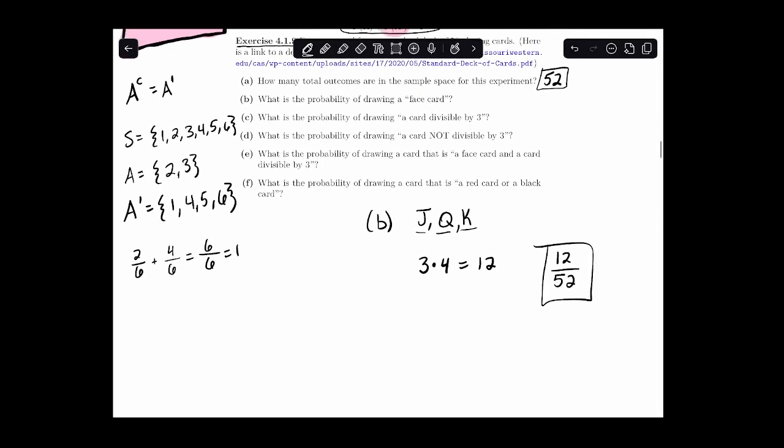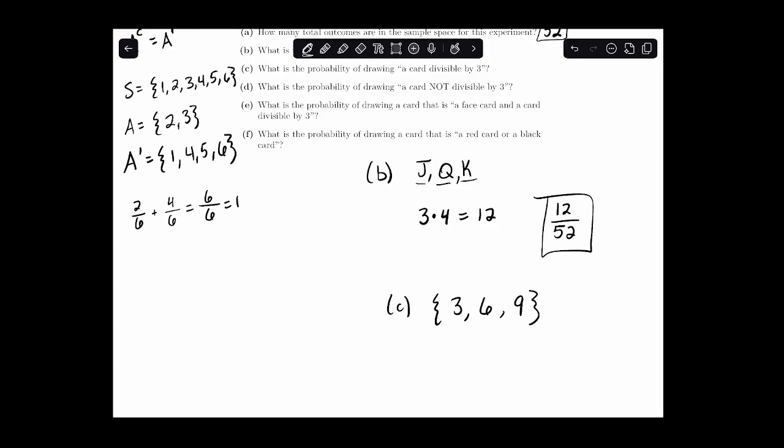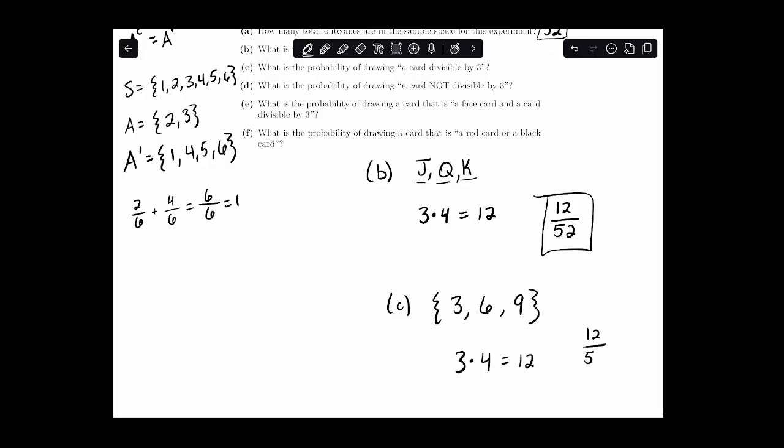Part C says, what's the probability of drawing a card divisible by 3? So the first thing to do again would be to figure out within each suit how many cards are divisible by 3. So I would say 3, 6, and 9. And we're not going to think about face cards as representing numbers, and so these would be the only options. So within each suit, there are 3 of them, and again, there are 4 suits. So again, here we would have 12 possible options. So this would also be 12 over 52.